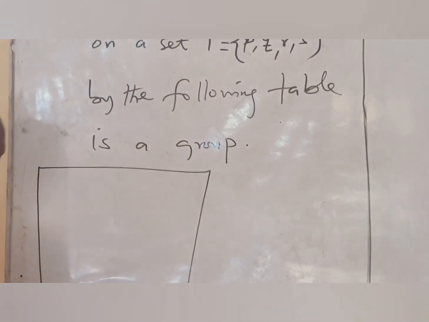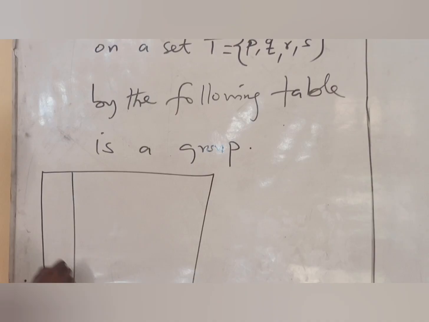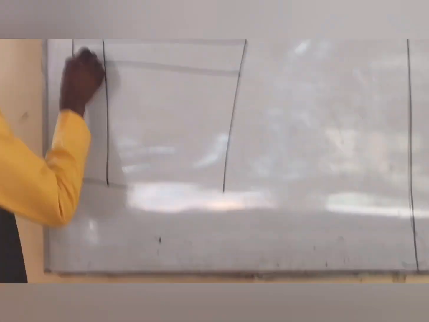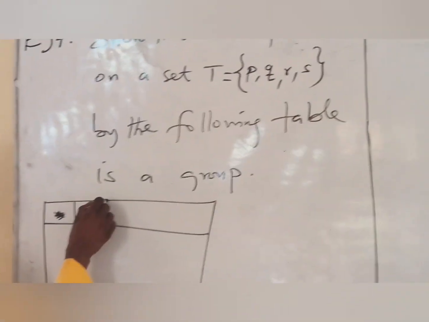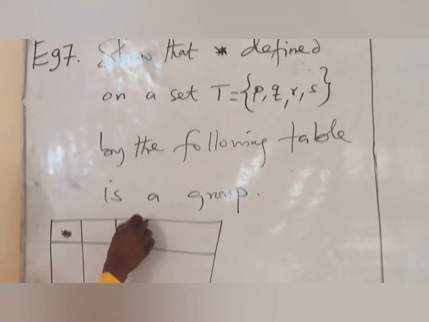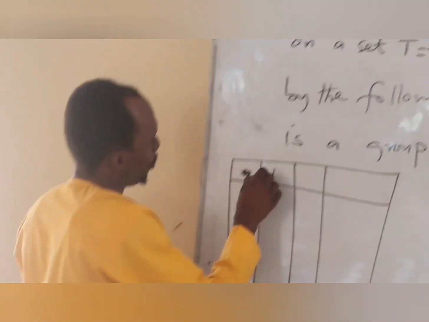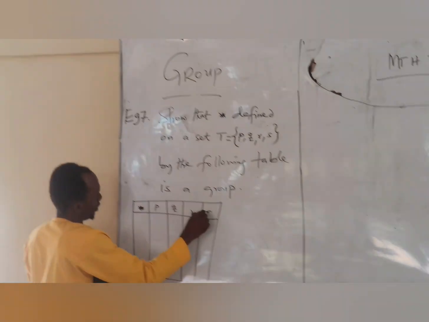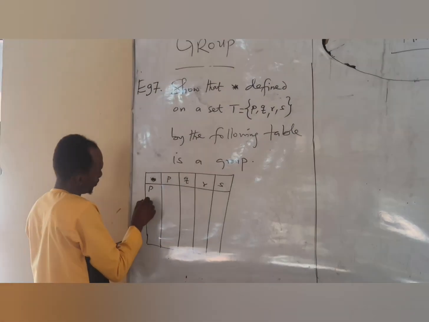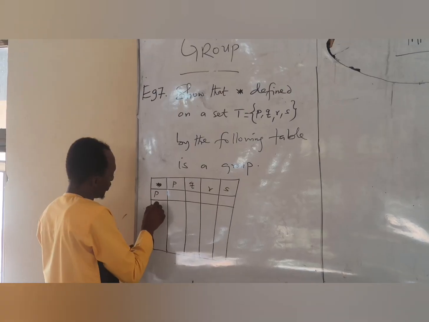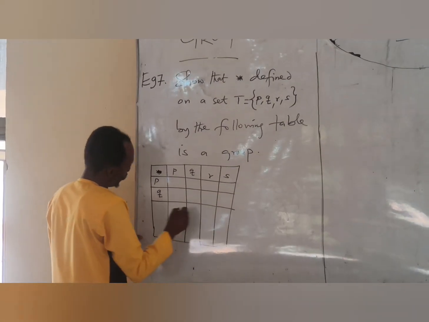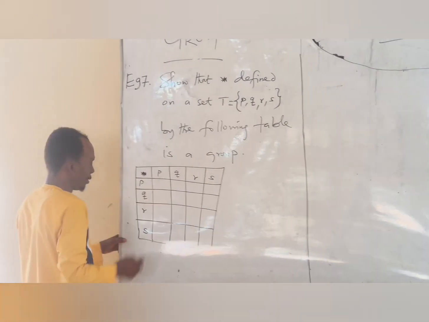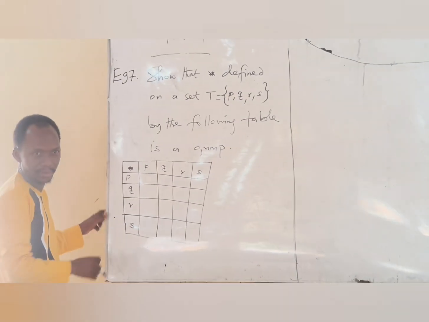How many rows? How many columns? Five columns. This is one. E, Q, R, S, right? Yes, the same thing. So P, Q, right? P, Q, R, then what? S. So that means they filled the table for us. Right? Yes, they filled it.